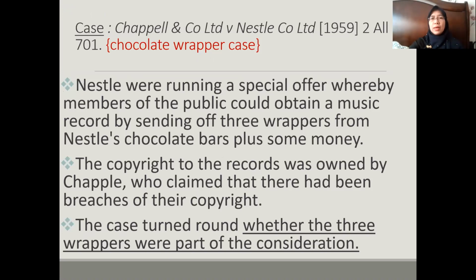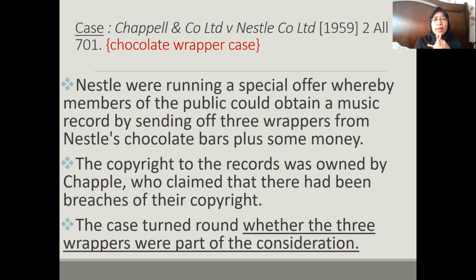And we have another landmark common law case here. The case is Chappell and Company Limited and Nestle Company Limited, reported in 1959. It has another nickname, just like the small ball case, this one is the chocolate wrapper case. That's the nickname of the case. It's about chocolate wrappers anyway.